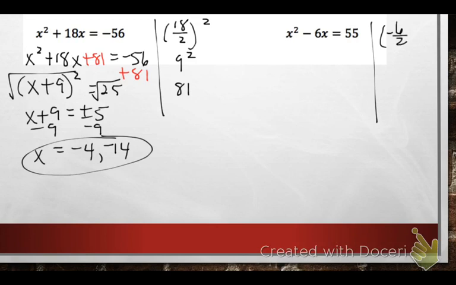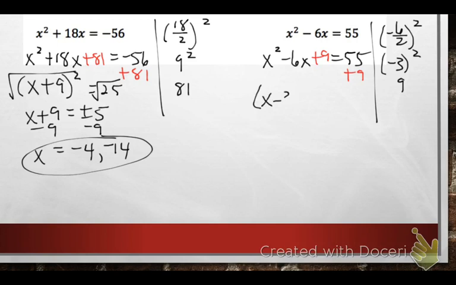Take negative 6 divided by 2 and square it. So that'll give us negative 3 squared, which is 9. So x squared minus 6x. And then let's complete the square by adding 9 to both sides. And then we can factor. So x minus 3 squared on the left, and then 55 plus 9 is 64.